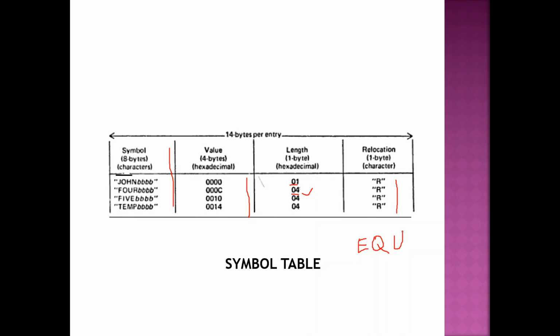If BASE is a symbol, I will make an entry for that BASE. That BASE alone is absolute. Other things are all relocatable only. You understand? So this is your symbol table. The symbol table size is going to be 14 bytes: 8 bytes for the symbol, 4 bytes for the value. Value here means the address. Length is going to be 1 byte. And whether it is relocatable or not is given by the last 1 byte. Total is 14 bytes.